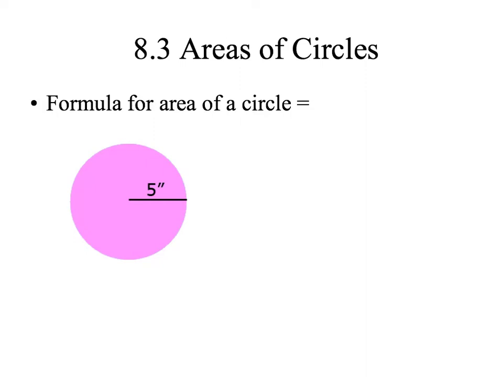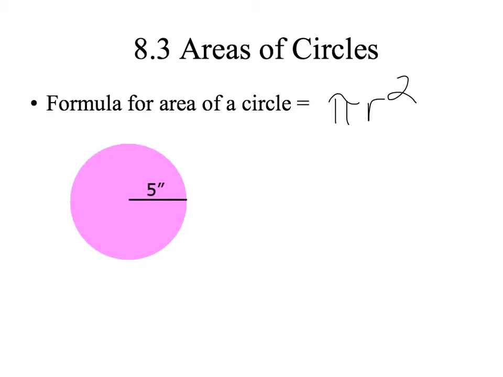Section 8.3 is areas of circles. Formula, write it down. The formula for the area of a circle is pi r squared. A little different than obviously a circumference, but still the idea of using pi and multiplying it, in this case, times the radius squared. I'll give you a quick example here.